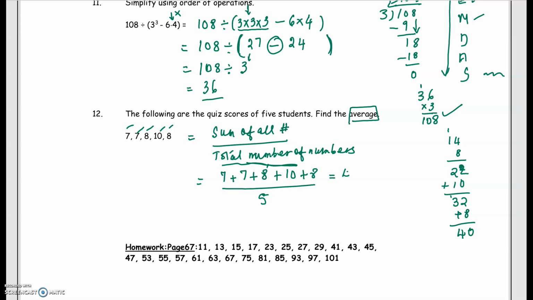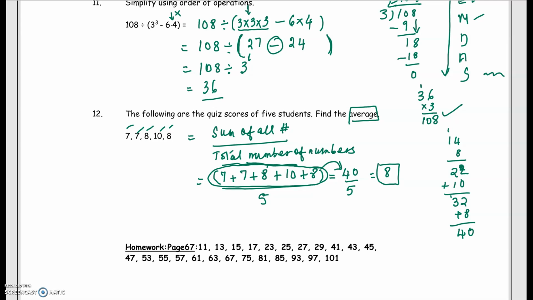So that is 40 divided by 5. Notice what we did here. We simplified the entire numerator first. So technically we are treating this as a parentheses first. So the whole numerator has to be simplified. The entire denominator obviously is simplified. And then we do the division. 5 goes 8 times into 40. And the average of these 5 scores is 8.